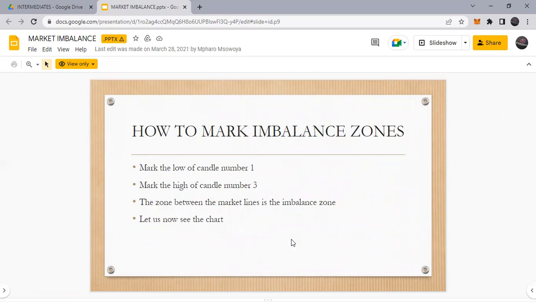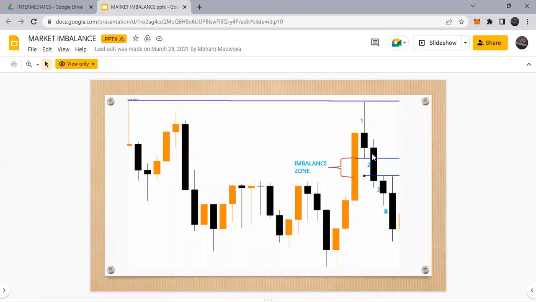Let us now see the chart. When we mark the low of candle number 1 and the high of candle number 3, you can see that there is a gap between the low of candle number 1 and the high of candle number 3. That gap between them is what we refer to as the imbalance zone. The imbalance zone.